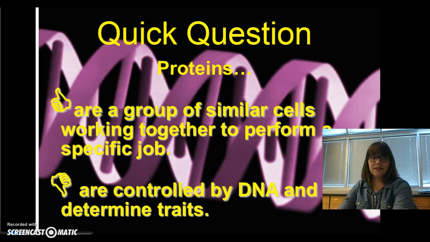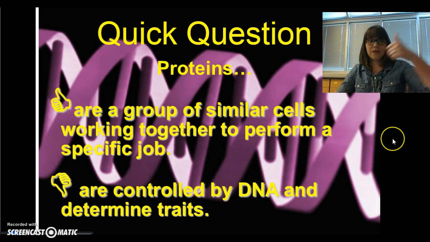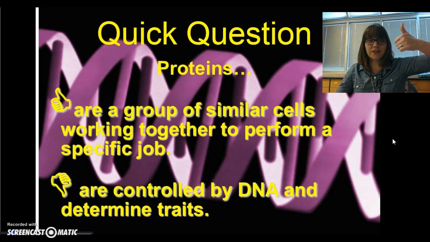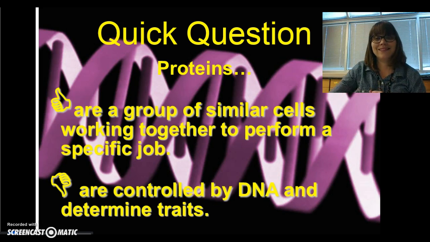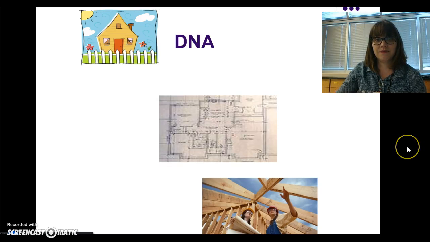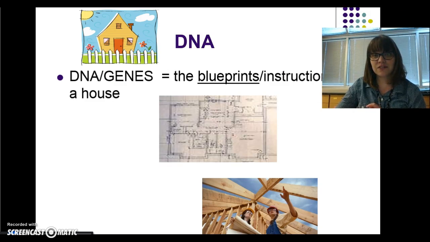Quick question. Proteins, thumbs up, are a group of similar cells working together to perform a specific job? Thumbs down, are controlled by DNA and determine your traits. The answer is thumbs down. This one is a tissue. This is a protein.